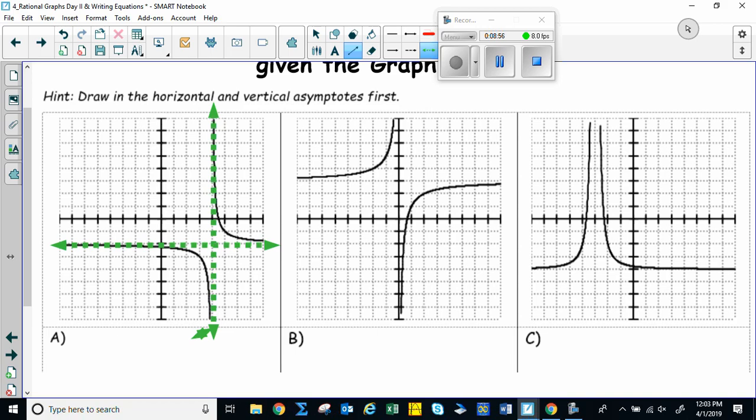I've got a horizontal asymptote at y equals 3 and a vertical asymptote at x equals 0. I've got a horizontal asymptote at y equals negative 1, 2, 3, 4, and a vertical asymptote at x equals negative 3. All right, so that'll be the first thing you'll want to do. And this is going to help us find our h's and our k's.